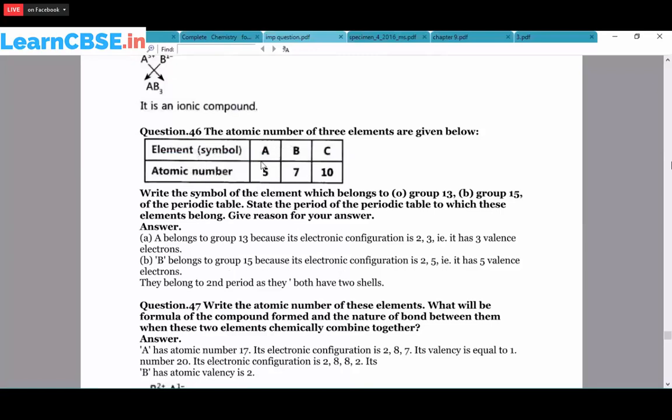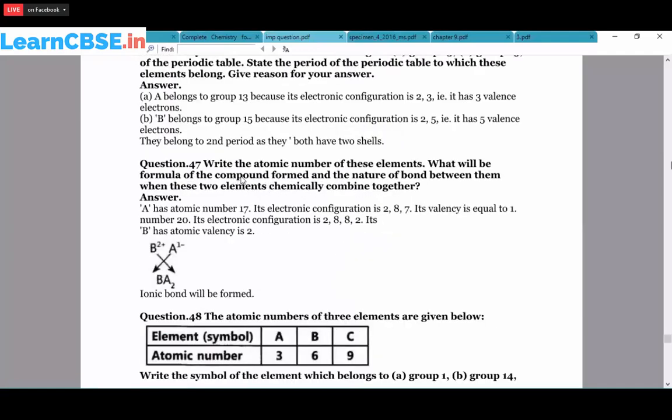A belongs to group 13 because its electronic configuration ends with 3. It has 3 valence electrons. The element B has 7 electrons, so it belongs to group 15 because its electronic configuration is 2, 5. So it has 5 valence electrons. They belong to the second period as they both have 2 shells.